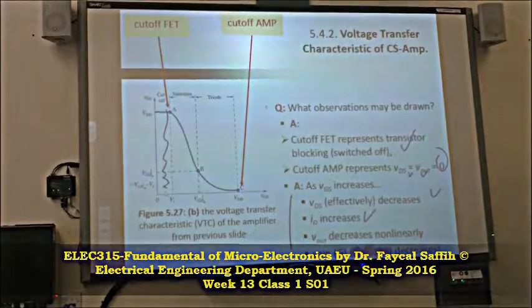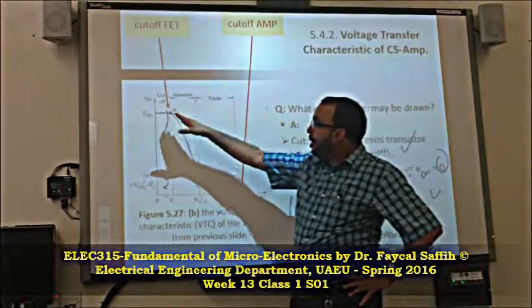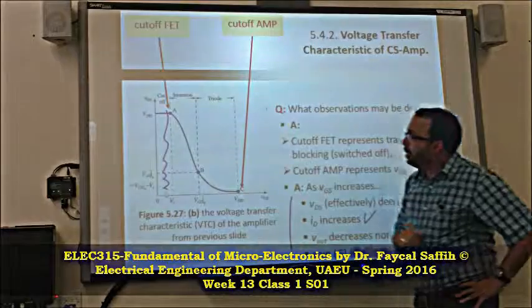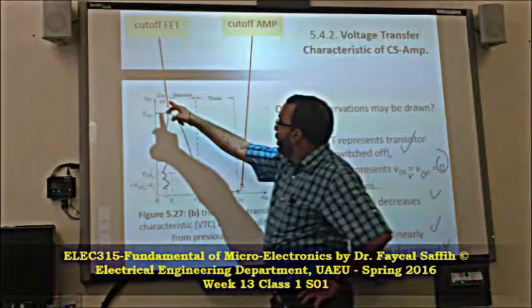Why? Because ID increases. And the output is decreasing non-linearly. You can see it's not linear. And the gain, which is the slope, you can see the slope. This is the slope.